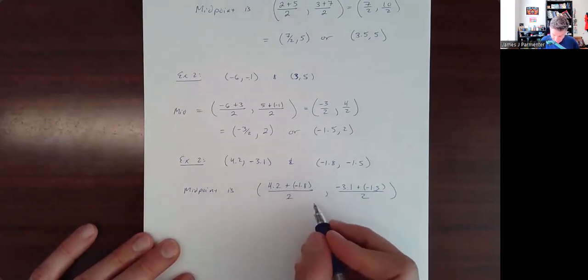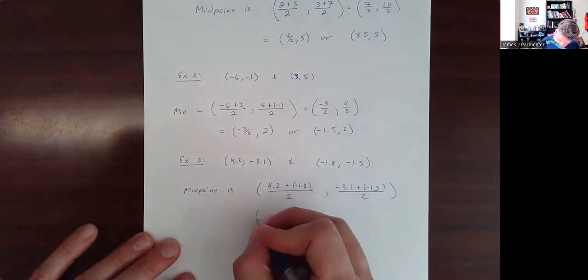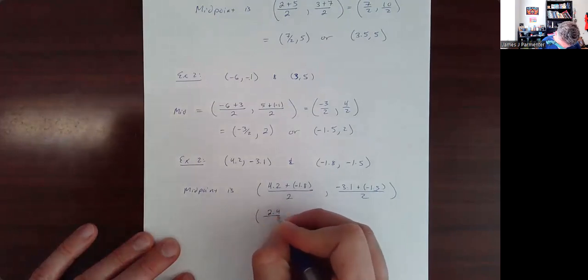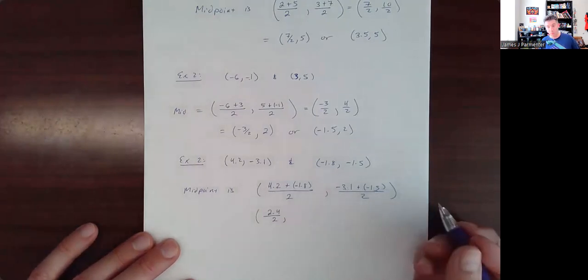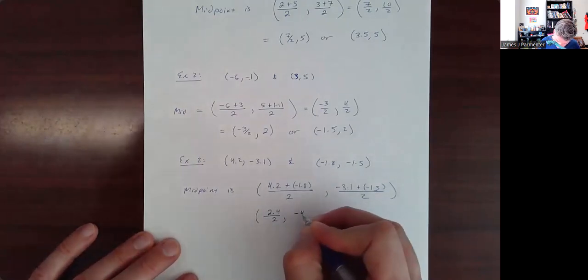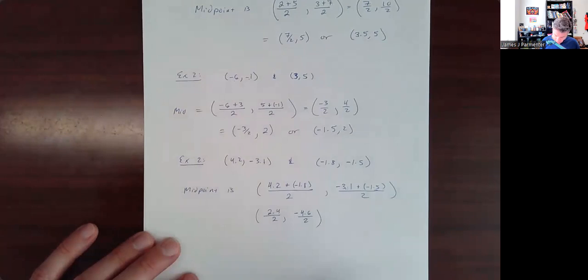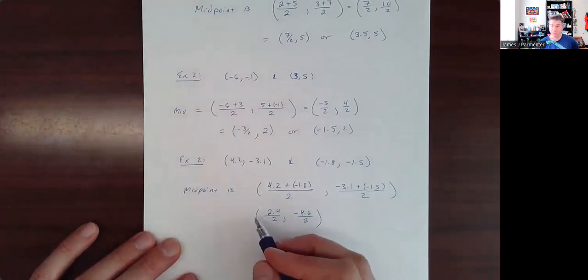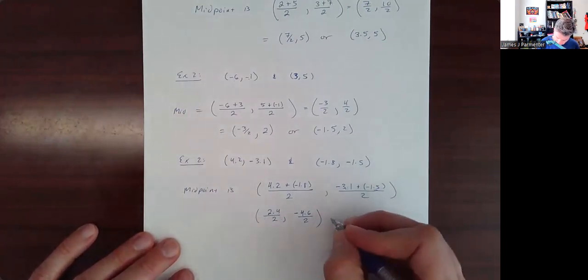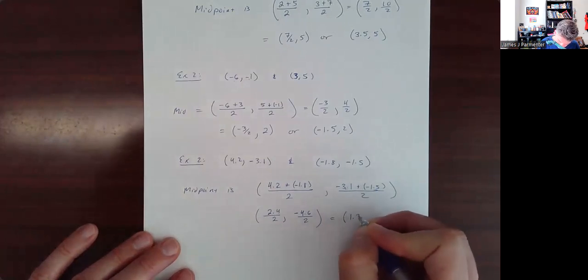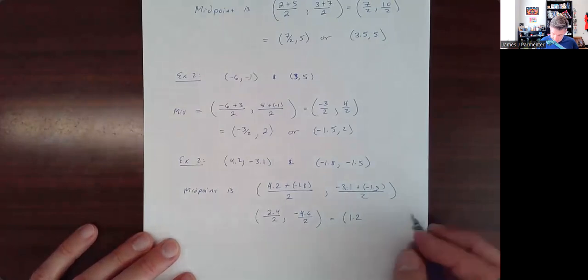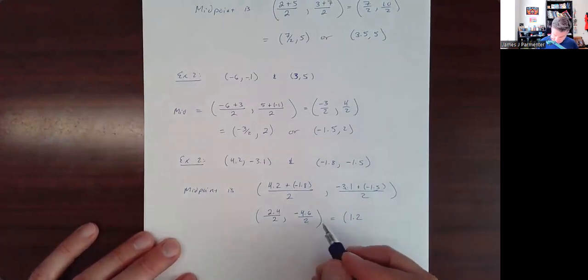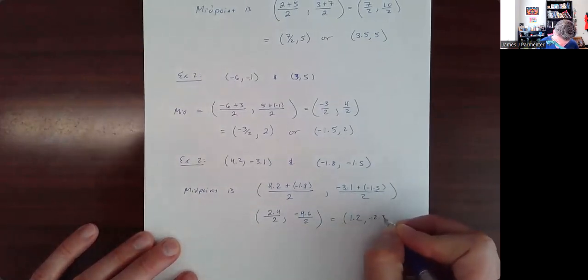So 4.2 minus 1.8 is going to be 2.4. So 2.4 divided by 2. And -3.1 minus 1.5 is going to be more negative. It's going to be -4.6 divided by 2. 24 divided by 2 is 12. So 2.4 divided by 2 is 1.2. -4.6, well, -46 divided by 2 is -23. -4.6 divided by 2 is -2.3.